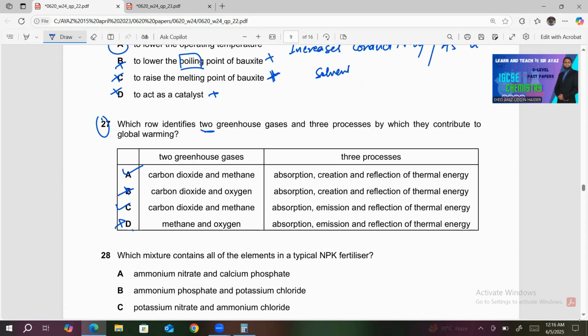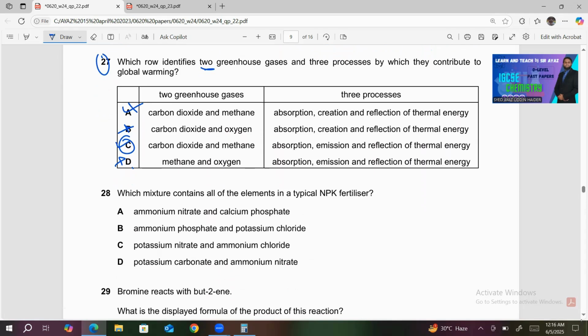Let's see in A. 3 processes: absorption, creation, reflection of thermal energy. A is incorrect. C must be the right answer in this case because they are absorption, emission, and reflection of thermal energy. This is correct. That's why C is the right choice here.